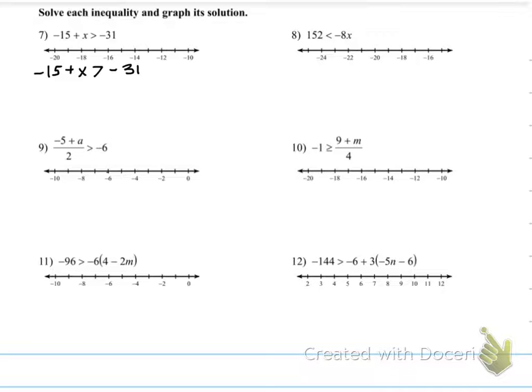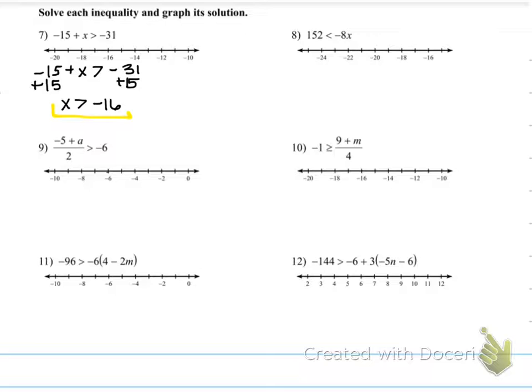So we want to get x by itself, so that means we have to move that negative 15. So we're going to add 15 on both sides. Adding 15 plus 15, I've got x is greater than negative 31 plus 15 gets me negative 16. So right now this is what I've got. All we need to do is graph it next.